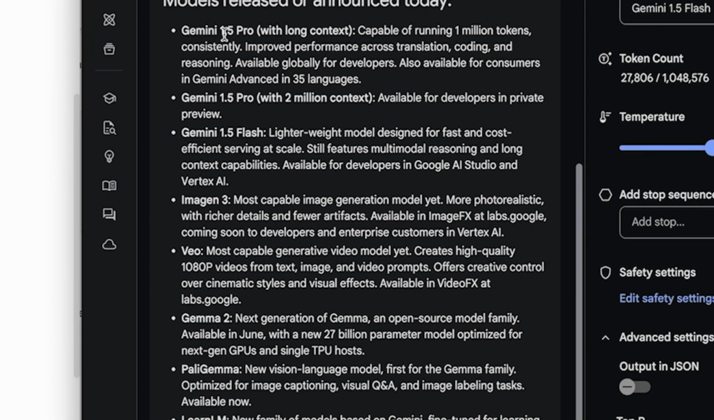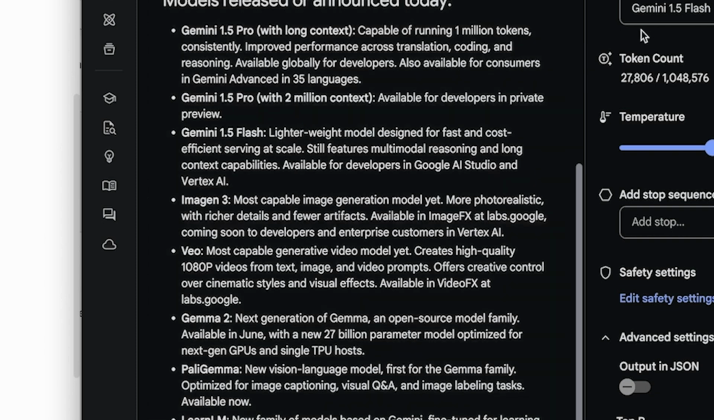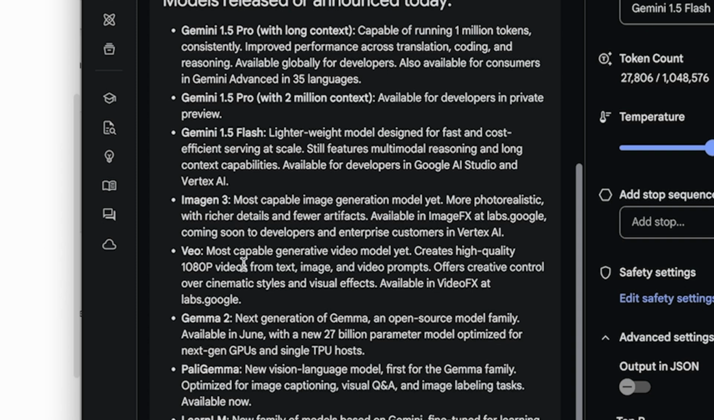Good. Gemini 1.5 Pro with 2 million contacts. Yeah. So this is for 1 million, and the second is 2 million. The third one is a Flash. That's the one we are using right now. Imagine also identified. It has gone a little bit more in detail.